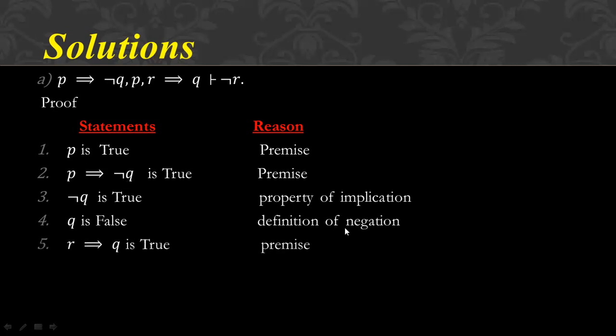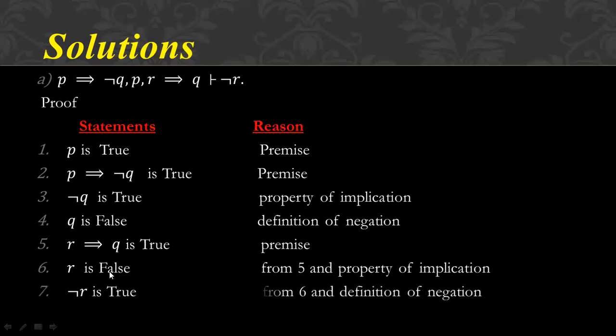Then the next one: R implies Q is true, because R implies Q here is a premise, so we have to consider this one as true, or simply as a given. Then from this, we have R is false. Why? Because Q here is false. If R is considered true, true implies false can never be true. For R implies Q to be true, because Q here is false, R must be false. If R is false, the negation of R is true, from step 6.